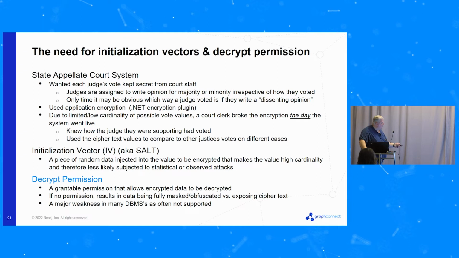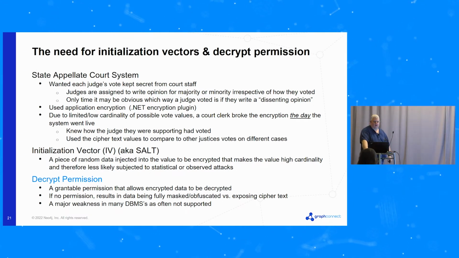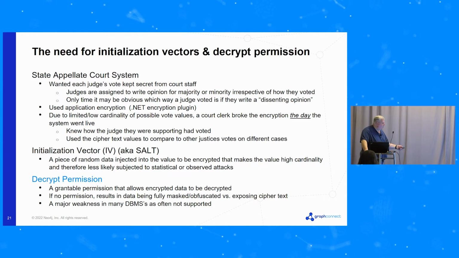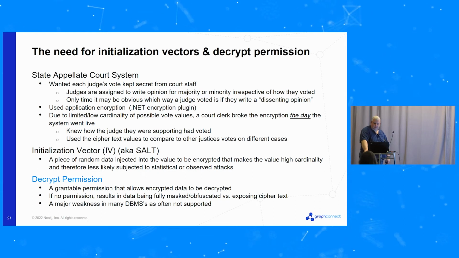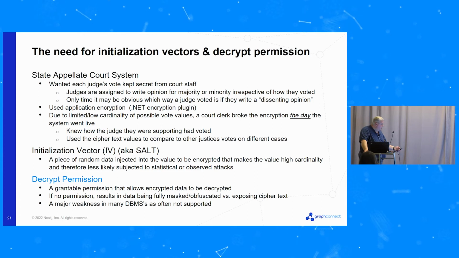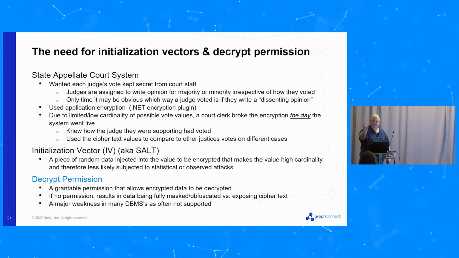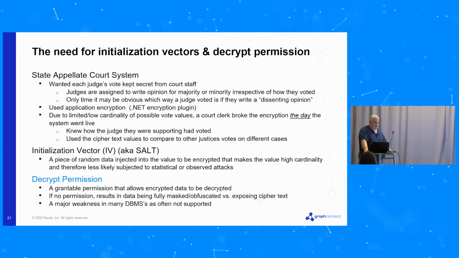So that's why there's this notion of having an initialization vector, some people call it SALT, to scramble the low cardinality data. And that's also why you should implement something called decrypt permission, which says you have to have permission to decrypt it, not just insert the data, but also decrypt it. And if you don't have permission to decrypt it, you just get a totally obfuscated, masked output back.